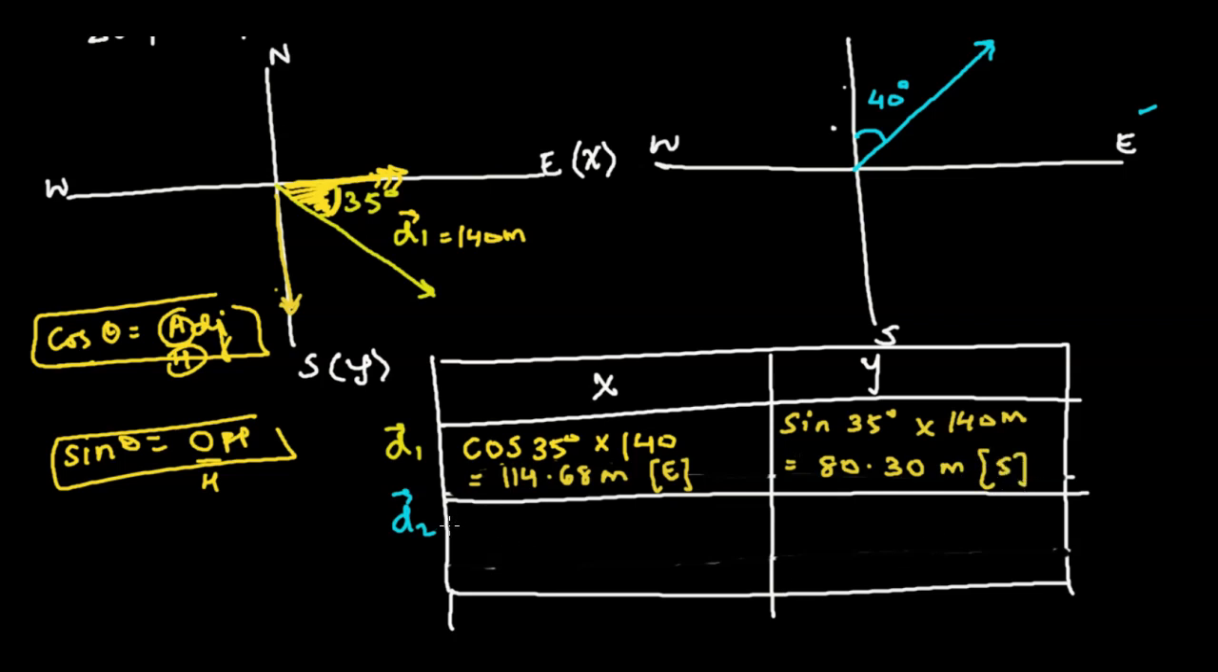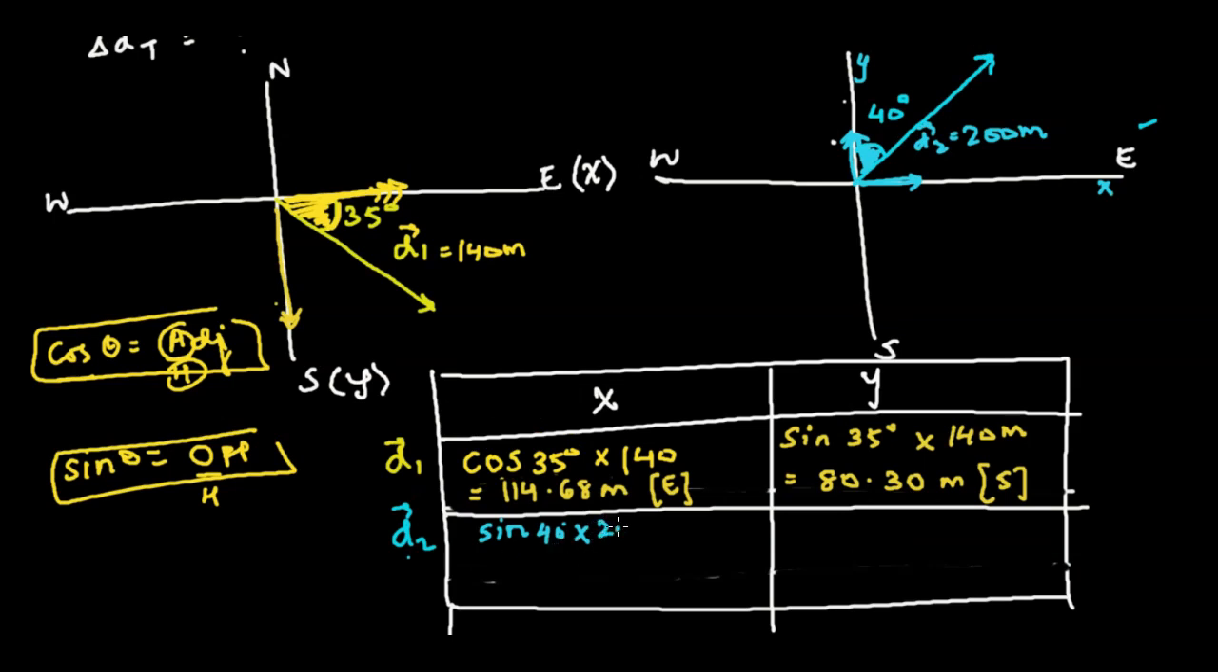Now let's use the same process to define the components of vector d2. Since vector d2 lies in between the east and north axes, its x component will lie on the east axis and its y component will lie on the north axis. To determine cos or sine, we see what this angle is adjacent to. This angle is adjacent to the y-axis, as the vertical axis is always the y-axis and the horizontal axis is always the x-axis. So in this case, to determine the x component, we would not use cos, we would use sine instead. Therefore, sine 40 degrees times the vector value, which was 200 meters, gives us 128.56 meters.